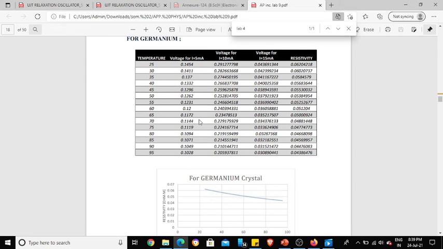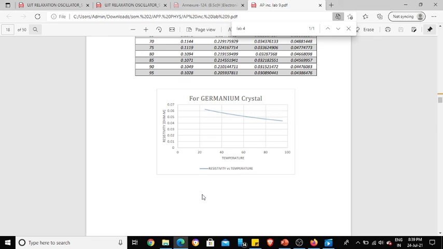These are the resistivity values that I have calculated, and that is the graph that I have plotted, where temperature is along the x-axis and the resistivity is along the y-axis. From the graph we can conclude that as the temperature increases, the resistivity values of the semiconductor decrease.